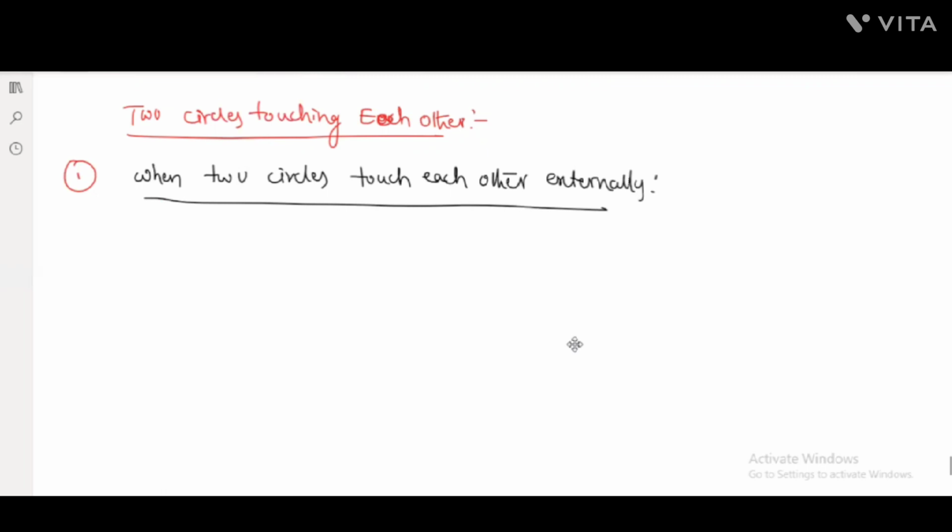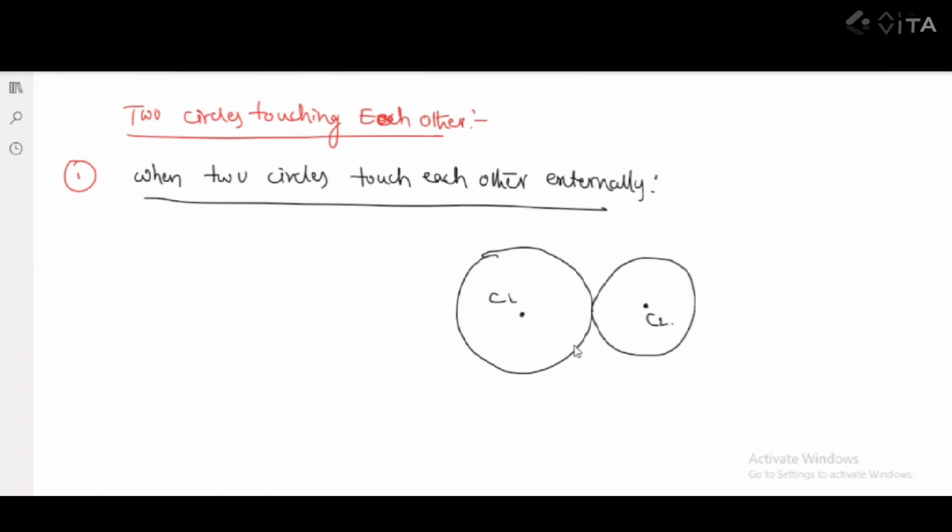So let's think the two circles are touching like this, externally. Let's say the center of the first one is C1 and the center of the second one is C2. If you observe clearly, the distance between C1 and C2, if the radius of this one is R1 and the radius of this one is R2, will be equal to R1 plus R2. The distance between the centers is equal to R1 plus R2.